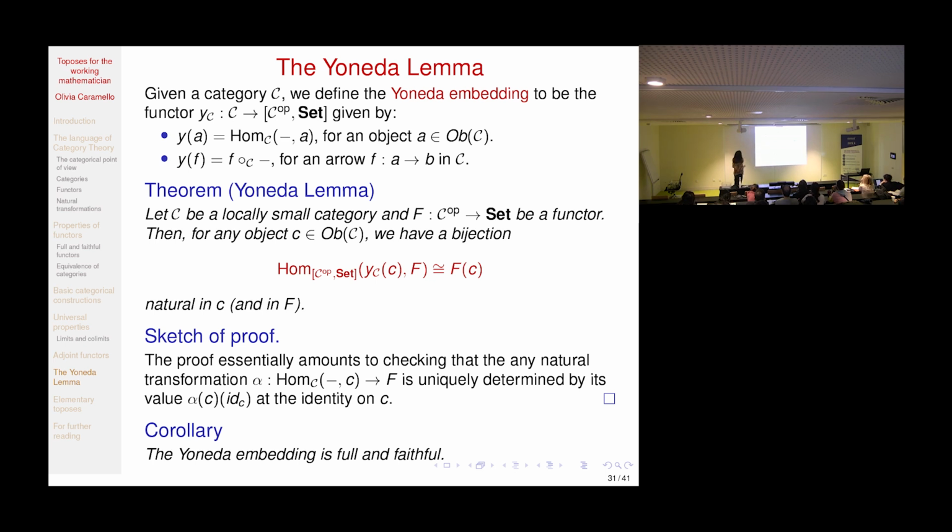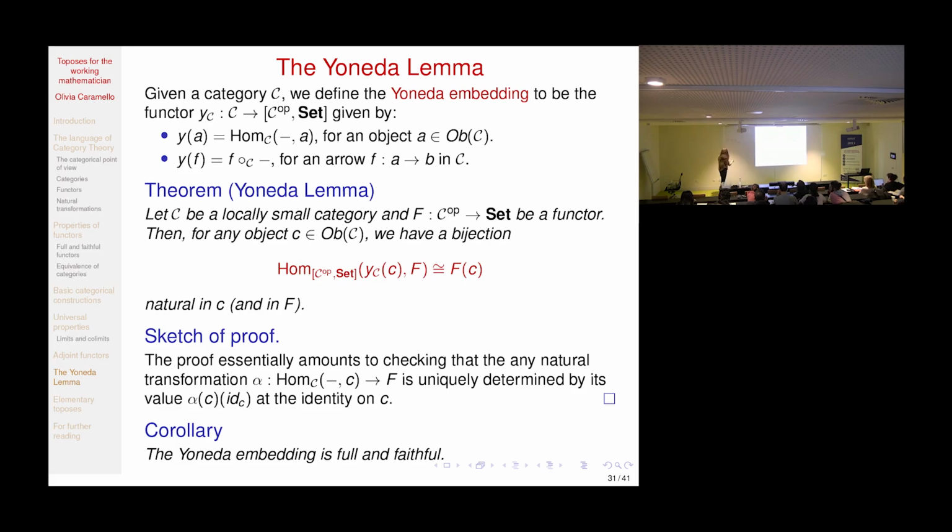Okay, let's discuss how this works. First of all, we observe that for any locally small category C, we can define a functor called the Yoneda functor. It's actually called the Yoneda embedding because it is a full and faithful functor, so what's called an embedding in category theory.